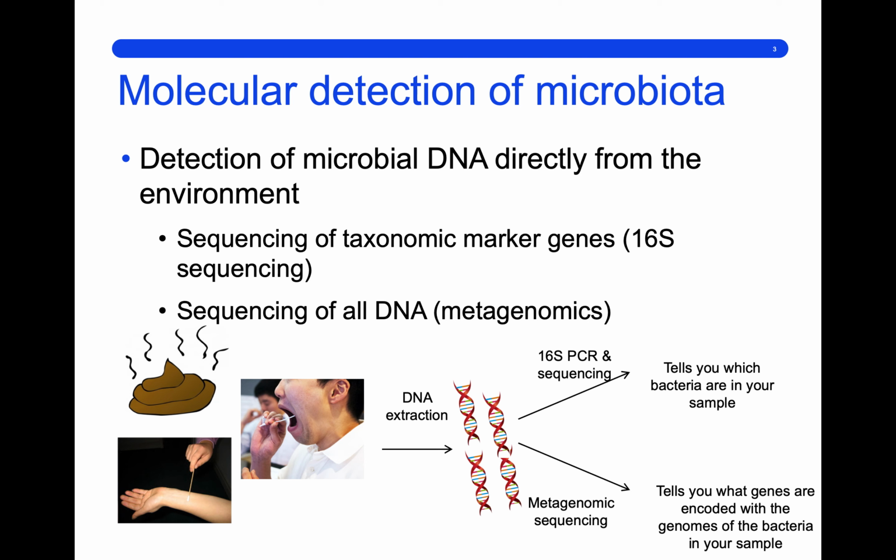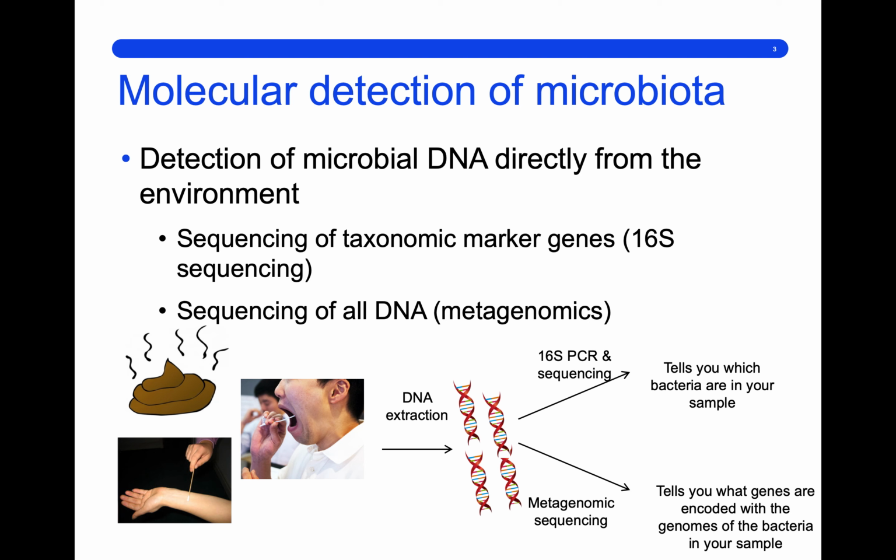When we do metagenomic sequencing, which is sequencing of all of the DNA in the sample, this can tell you more about what types of genes are encoded in the bacteria or in fact any microbes within your sample. So important to note that 16S sequencing is quite specific to bacteria because the primers we use are usually ones that will amplify the gene from bacteria, whereas metagenomic sequencing should be able to pick up any kind of microorganisms, and in fact any kind of DNA will be sequenced.